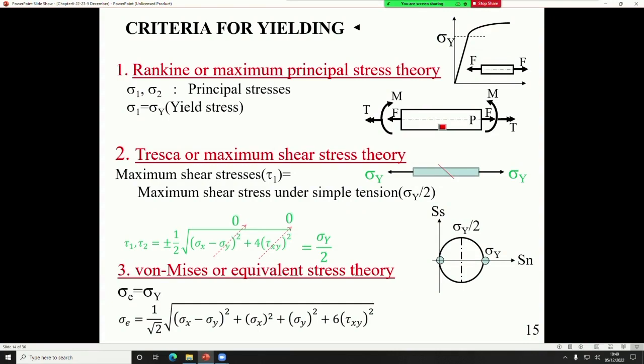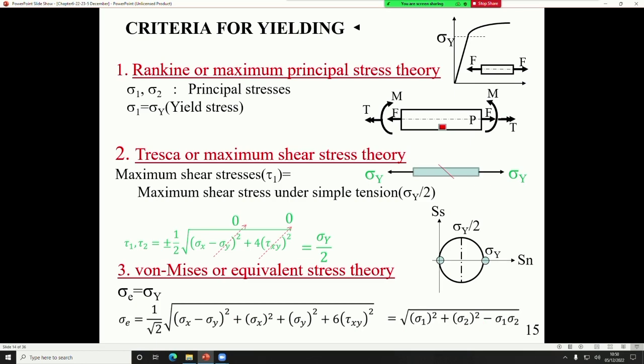So any questions in regard to these three criteria? So we have Rankine, Tresca and von Mises. Now this is the same equation when we are writing it in principal directions. As you can see, the shear stress here is equal to zero. So I've written it in terms of principal stresses rather than stresses. Yes, please.